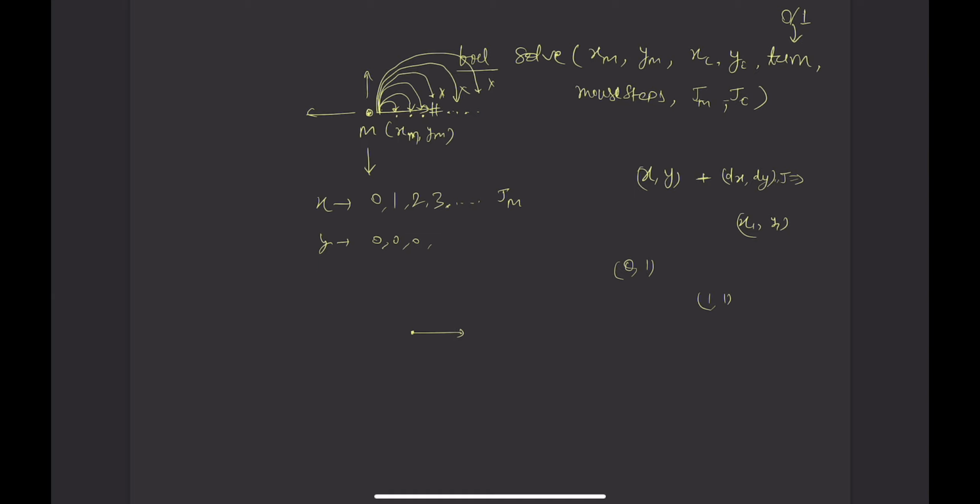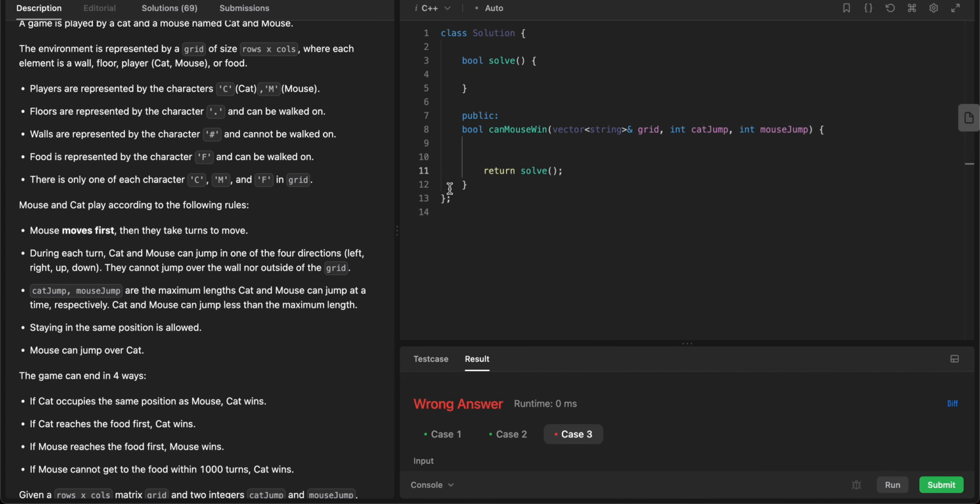So suppose the mouse jumps in this direction, x is 1, y is 0, right? So I can just multiply it by jump jm to get to the maximum one. One will be multiplied by jm. I think I should be able to write this. Let's try. This should be the recurrence relation.